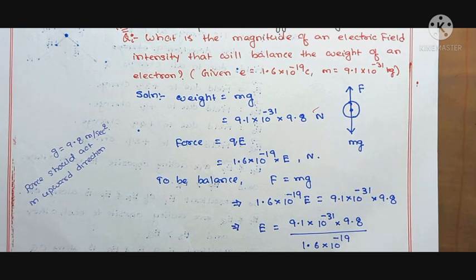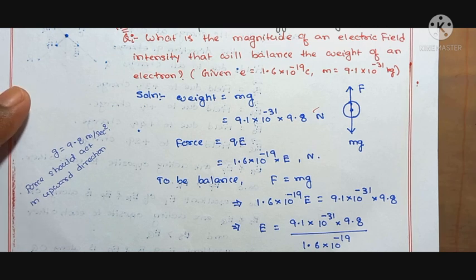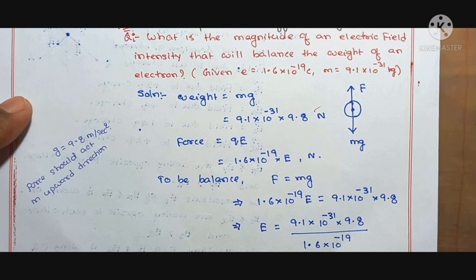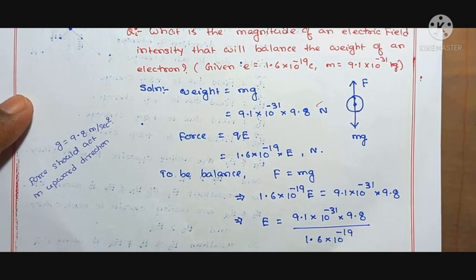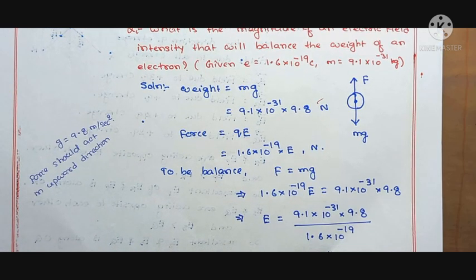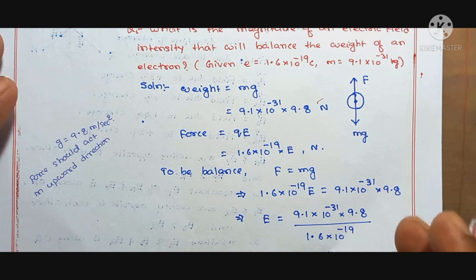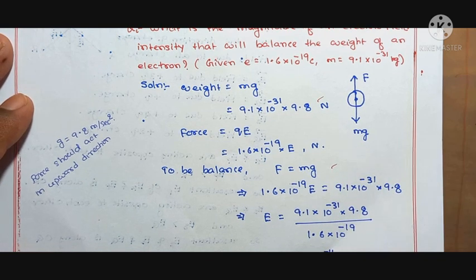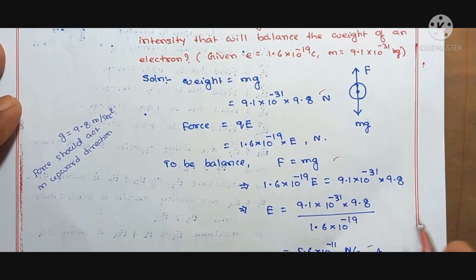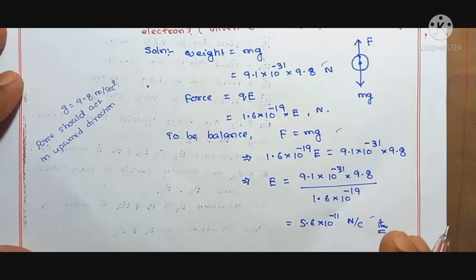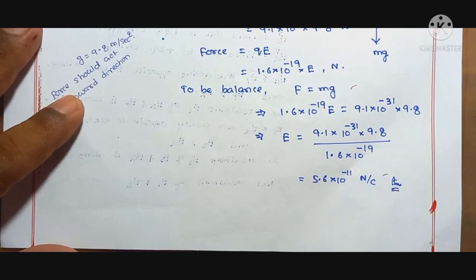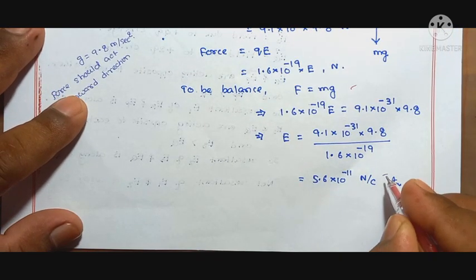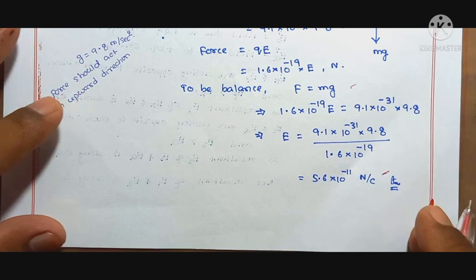The force should act in upward direction because weight is acting vertically downward. So to balance, F must be equal to mg. So putting the values, we will get intensity E is equal to 5.6 into 10 power minus 11 Newton per coulomb.